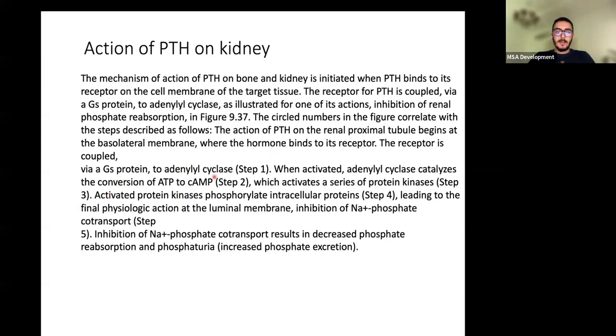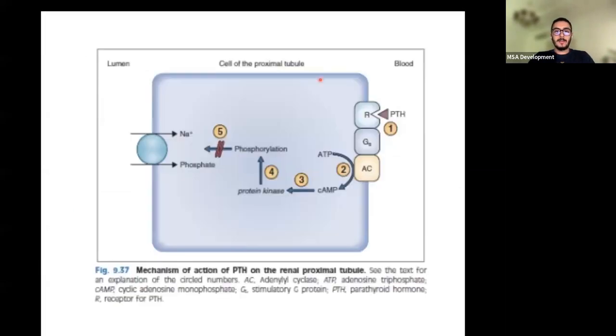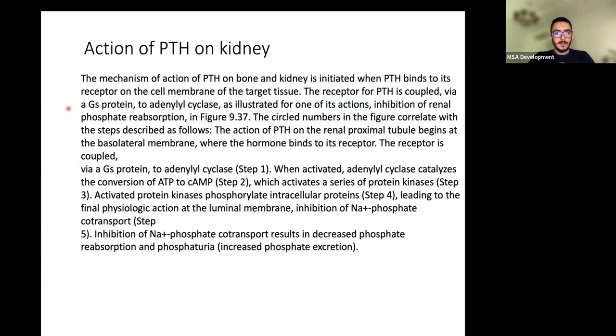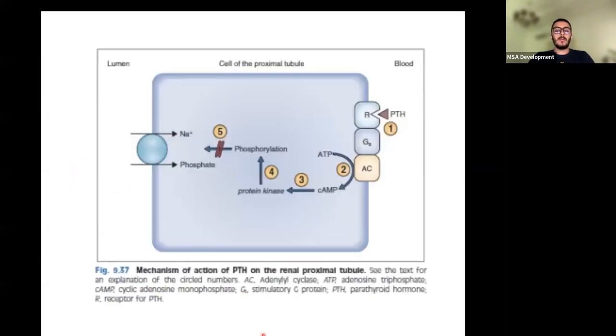Okay, this is the wordy explanation of this figure. This paragraph basically is the wordy explanation of this figure. What is this figure? This figure is explaining how parathyroid hormone aids in the excretion of phosphate in the kidneys, in the proximal tubule specifically.